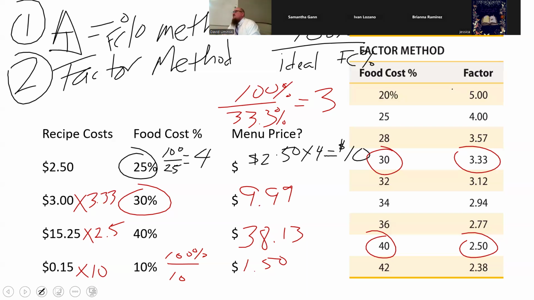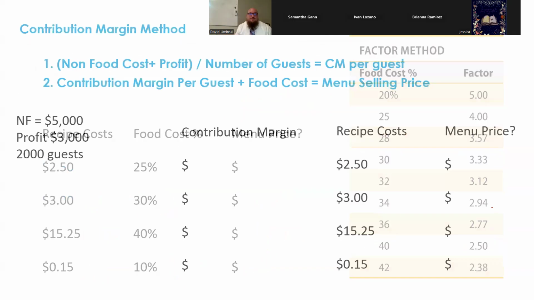The factor method works really well when it's a nice even number. Okay. Look at this 34%. Who wants to multiply 2.94 in your head times whatever the menu item costs? That's kind of more challenging, right? So in that case, I would just use my triangle. It's going to give you the same answer.